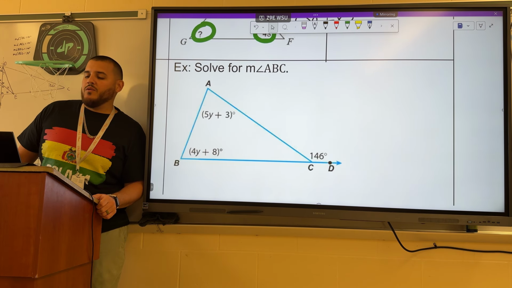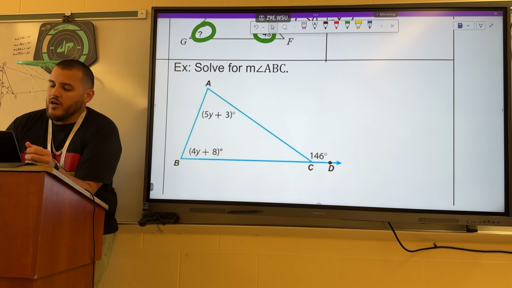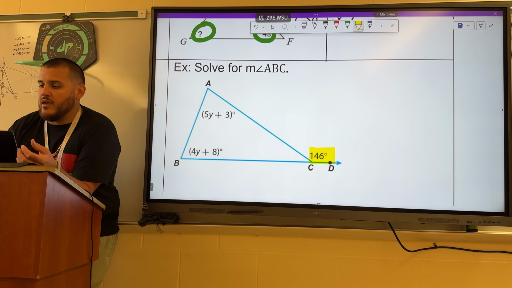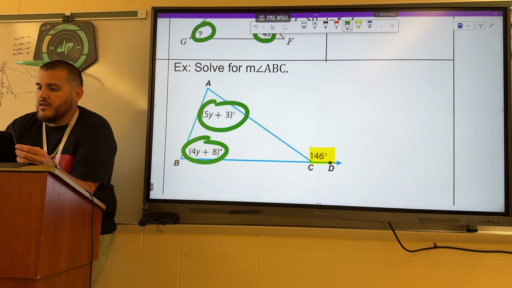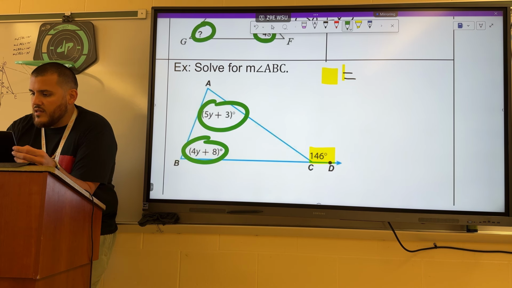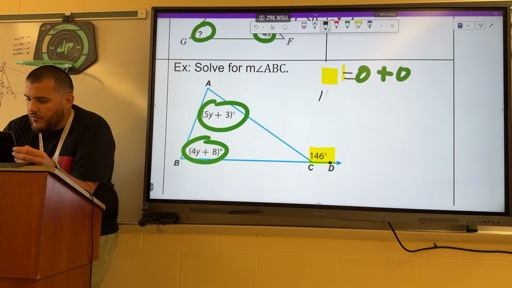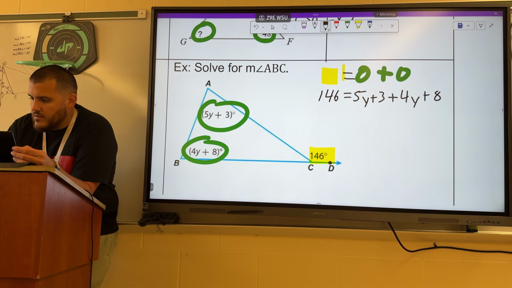Again, we knew it was coming. We have to add algebra to this to make it a little bit more complex. We are using our exterior angle theorem again because we have an exterior angle and we have expressions for our two non-adjacent interior angles. Exterior equals the sum of the non-adjacent interior angles. So 146 equals our 5y plus 3 plus our 4y plus 8.